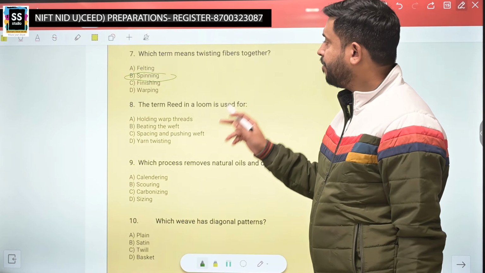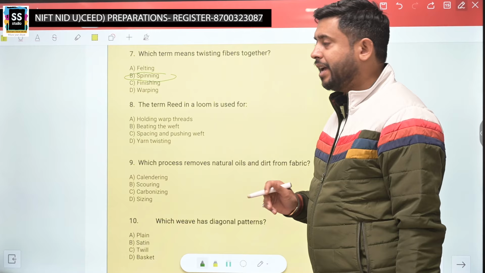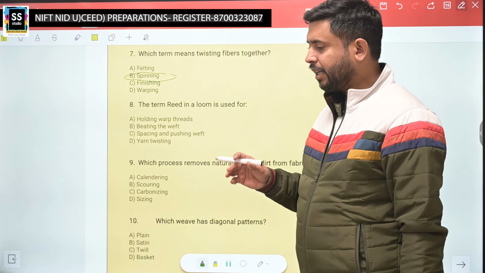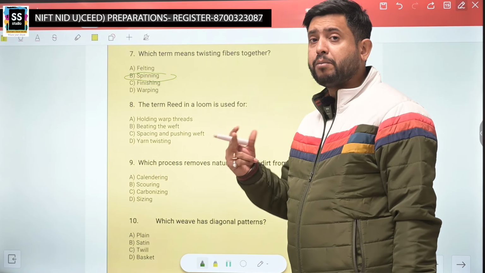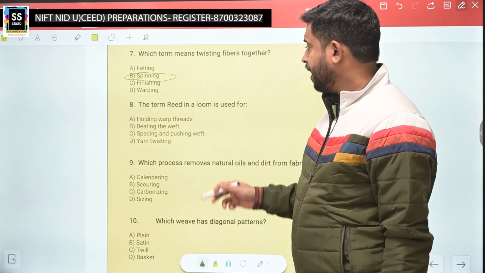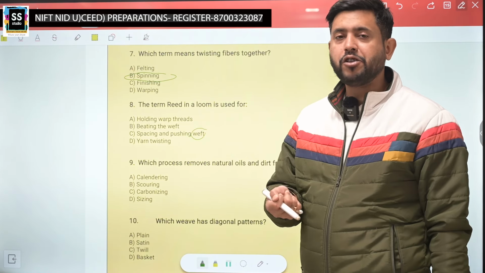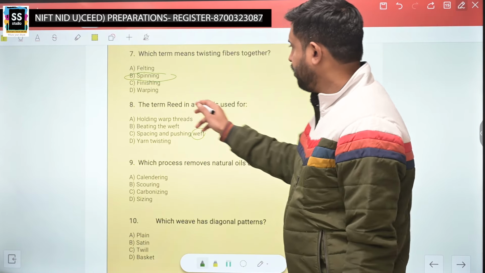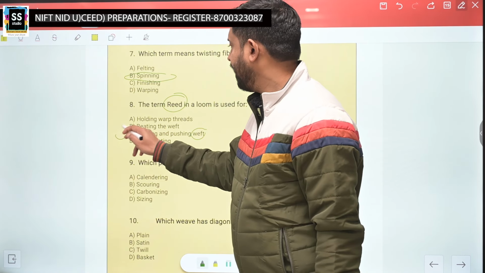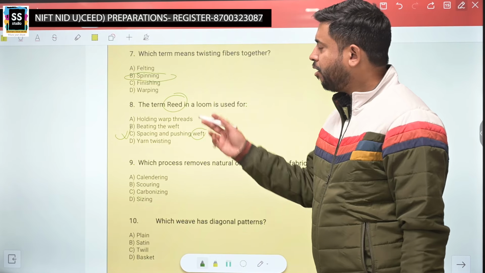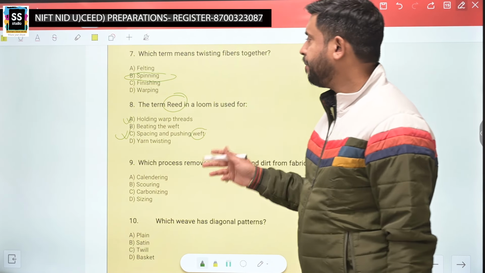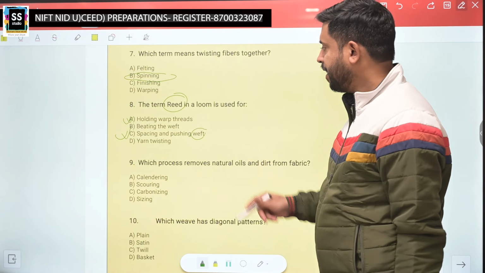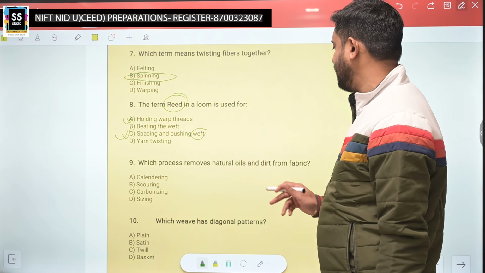Clear? Moving forward, the term reed in a loom is used for. Now reed, if you have used the loom machine, basically you see there are two options, one is warp and the other one is weft. Now weft, basically you have in your hand which you release, and warp is being pushed towards using the reed. So that is spacing and pushing weft. Moving forward, you can also give the answer holding warp threads. That is also correct, because the reed holds the warp threads. So these two are the correct answers. Moving forward, which process removes natural oil and dirt from fabric?